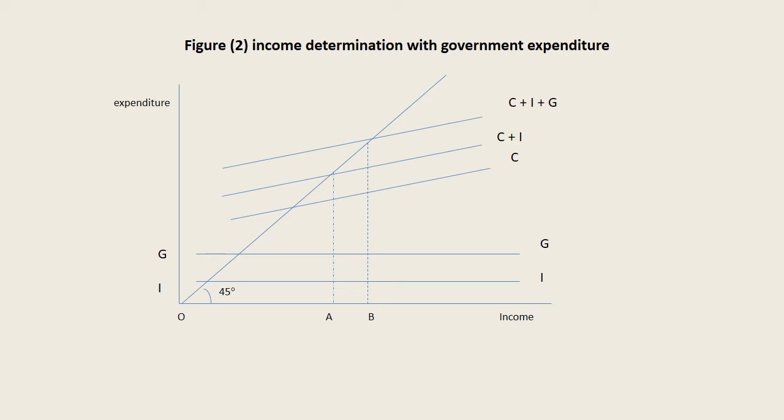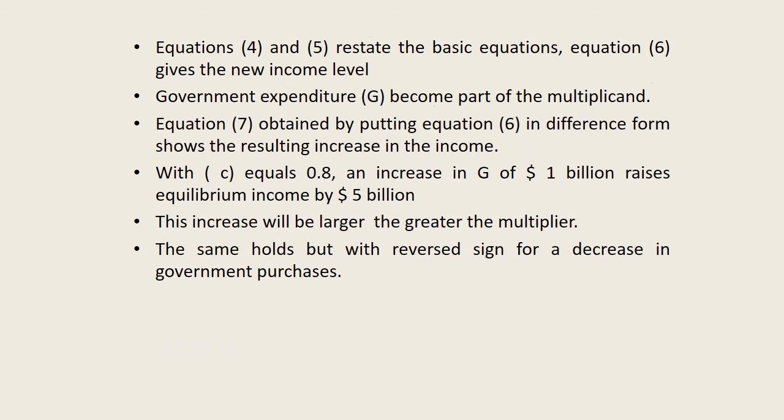Under government activity, the equilibrium point is higher than its counterpart in the case where there is no public spending at all. In this case, income increases from OA to OB. Equation 7, obtained by putting equation 6 in difference form, shows the resulting increase in income. يعني يا جماعة المعادلة 7 حصلنا عليها من تفاضل المعادلة 6.